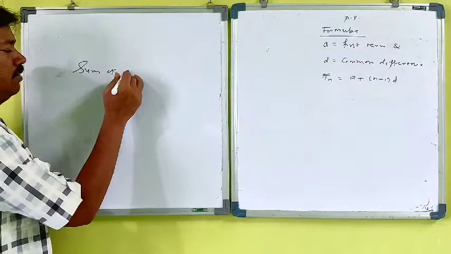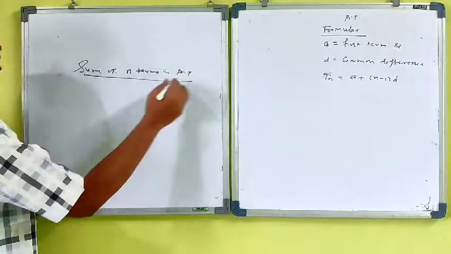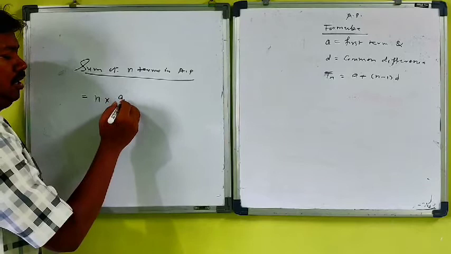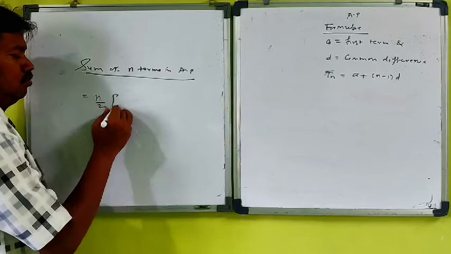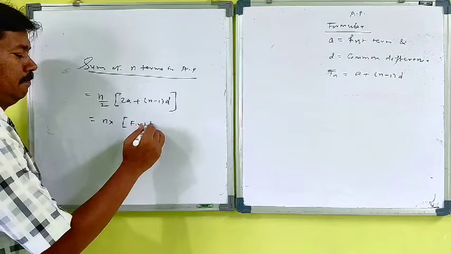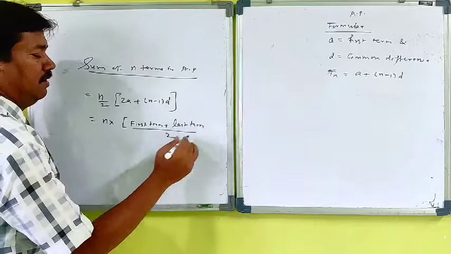The sum of n terms in an AP is always given by n/2 times (2a plus (n minus 1)d). That is nothing but n into the first term plus the last term, divided by 2. That is, the average of the first and last terms, multiplied by n. So that is also a formula.